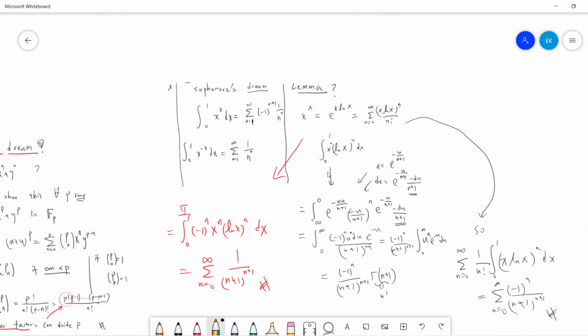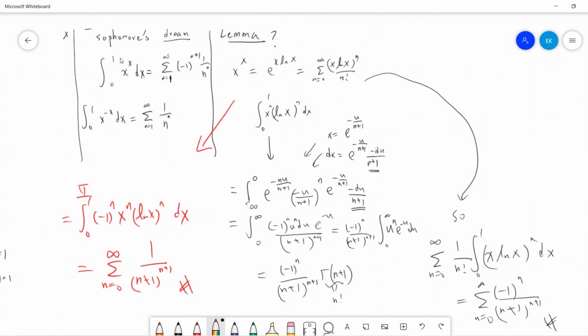But there is a thing called the sophomore's dream. Actually, I didn't know this. But the sophomore's dream is very amazing, these two identities. For example, the integral from 0 to 1 of x^(-x) dx. Obviously, if you are very naive, you will think this should not be the same as the sum from n = 1 to infinity of n^(-n). But actually they are indeed the same. And also the integral from 0 to 1 of x^x dx equals this other sum. So these are a little bit amazing.